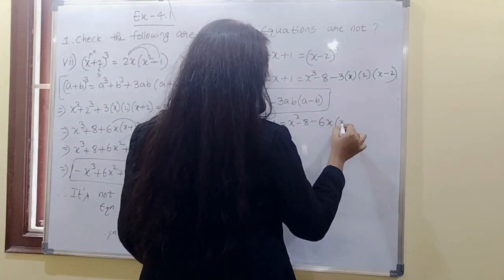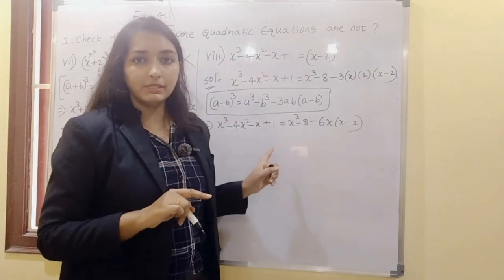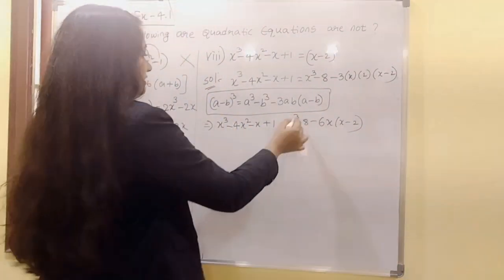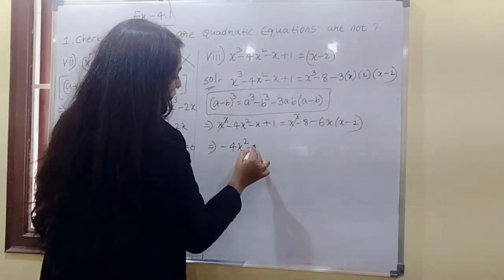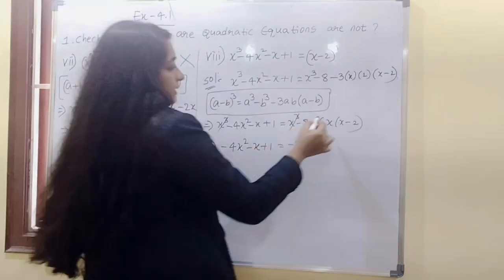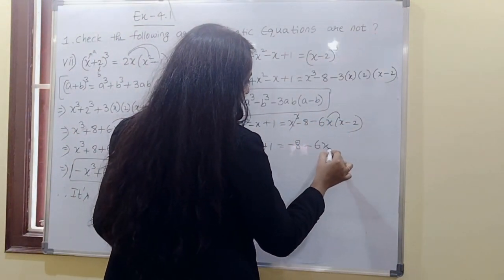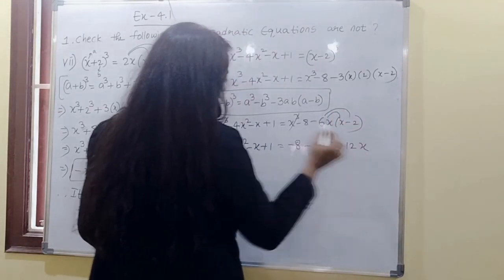6x into x minus 2. Say both sides x cube terms are there, no? So here plus x cube, here plus x cube. So this one gets cancelled and what I am getting is minus 4x square minus x plus 1 is equal to minus 8 minus 6x into x, 6x square, minus 6x into minus 2, that is plus 12x.